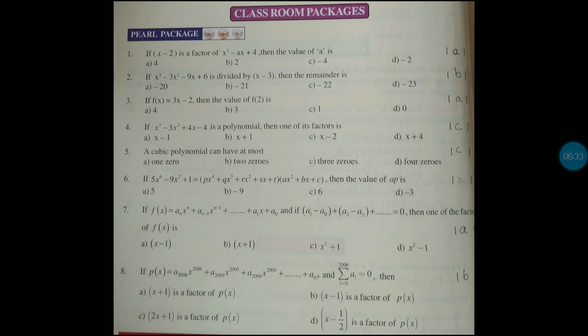Next, sixth question. If 5x power 6 minus 9x square plus 1 is equal to px power 4 plus qx cube plus rx square plus sx plus t into ax square plus bx plus c, then find the value of a into p. So actually we can do this in a simplest way. So no need to find all that values. Instead of finding all that values, we have a shortcut trick here, okay.